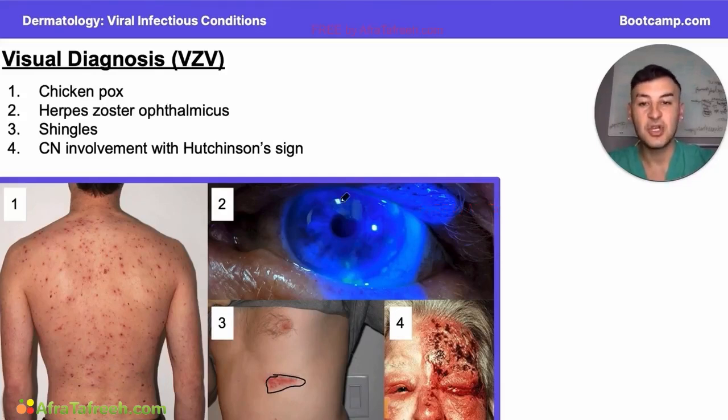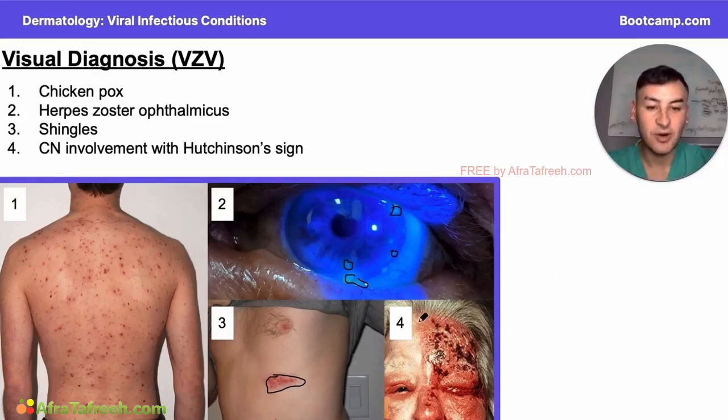In image 2, we have herpes zoster ophthalmicus, which we described as infection arising from the V1 distribution. And if you look closely here, under the fluorescent dye from the slit lamp exam, you can see little patches of green here, which represent the herpes virus in the eye. This is very scary. It can cause blindness. So it's important that these patients get treatment with IV antiviral as soon as possible.